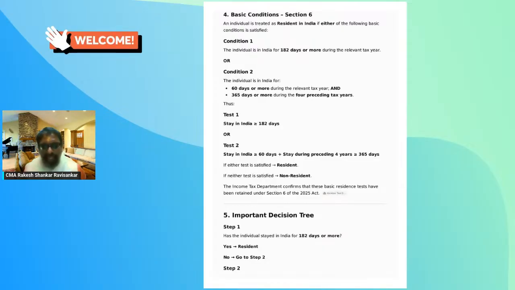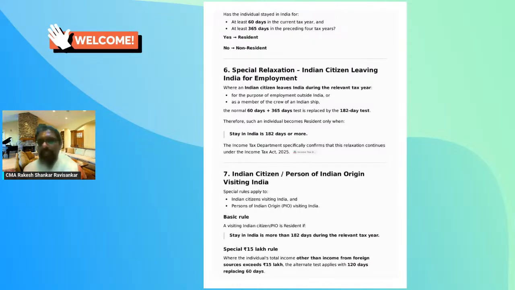Now, if the individual has stayed in India for 182 days or more, immediately go for a second test, the additional test to determine whether the person is an ordinarily resident or a non-ordinarily resident. So in the second step, just check whether the person has stayed in India for 60 days, and then in the last 365 days when you check, you decide whether a person is a resident or not.